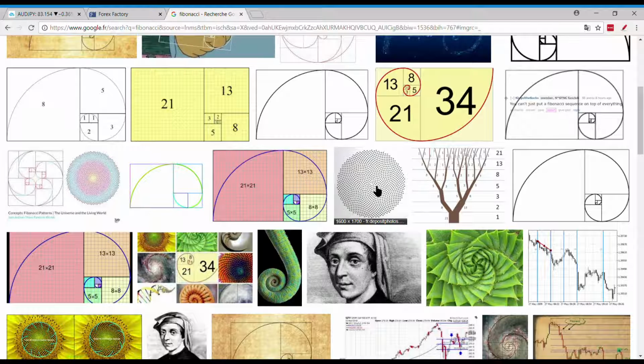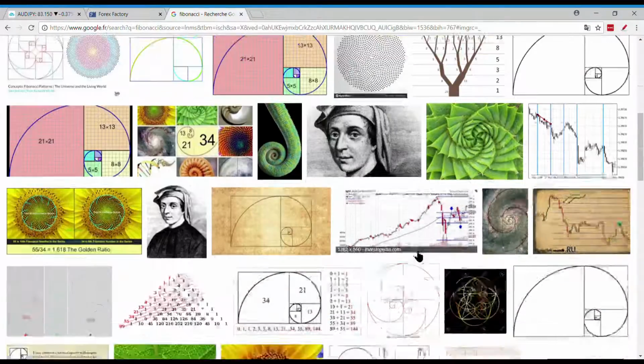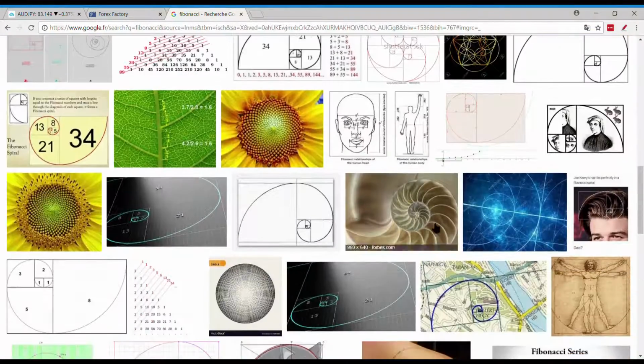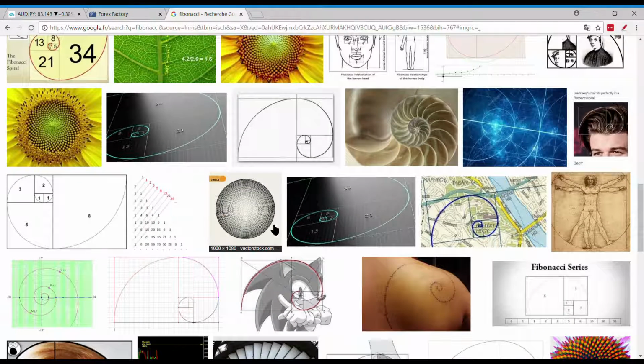I really recommend you go and have a look on YouTube or so about the history and where we can see Fibonacci. We can see it a lot in trading, in the human body, haircuts. So Fibonacci is really interesting, and we will use it a lot in our trading.